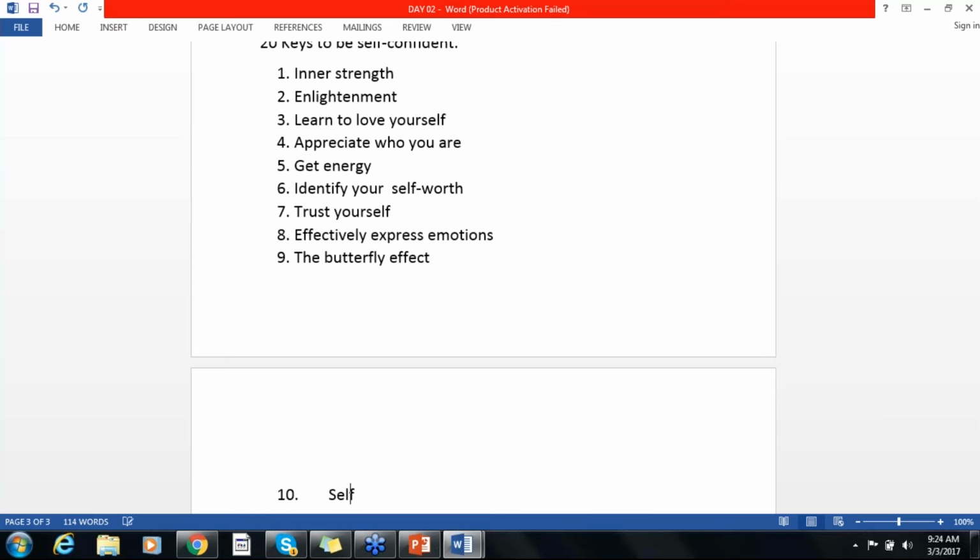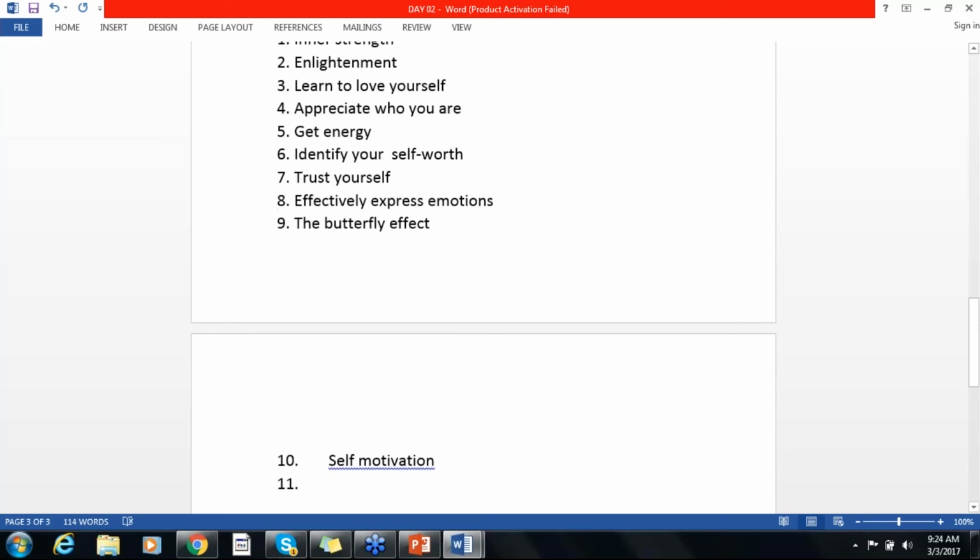Self-motivation. So what is self-motivation? We need to be motivated. We need to be self-directed. We have to have self-decision making power. And of course, if I make any decision, I'm going to implement that particular decision as well. So all these keys will certainly make a huge difference on my confidence and me being confident on a daily basis.